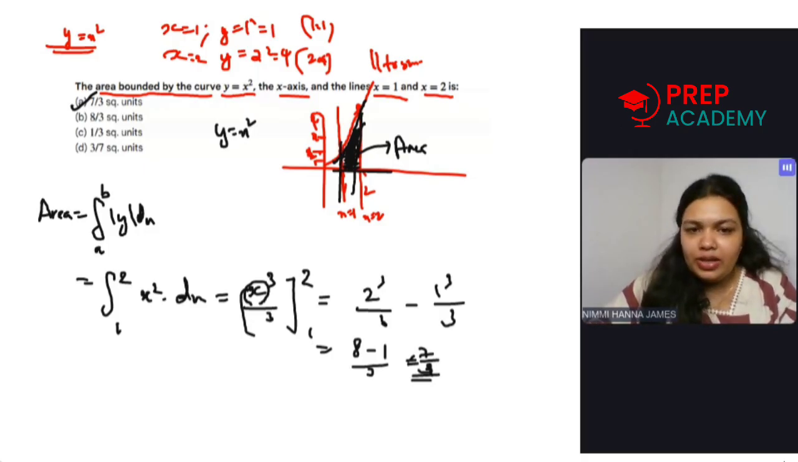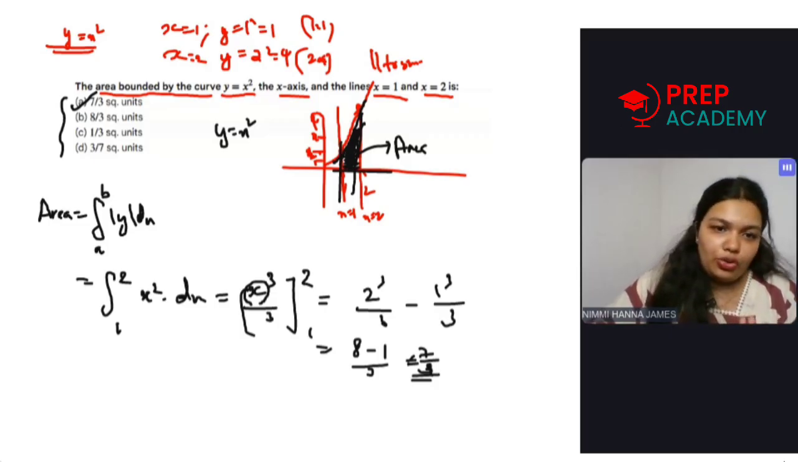Okay, it is very simple. Since this is an MCQ question, there is no need to draw the graph. But if it comes in a 2 mark or 4 mark section, you must draw the graph, as there is a mark for drawing the graph. So an area is integral a to b of mod y dx.